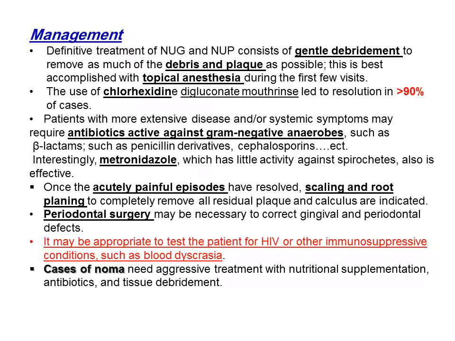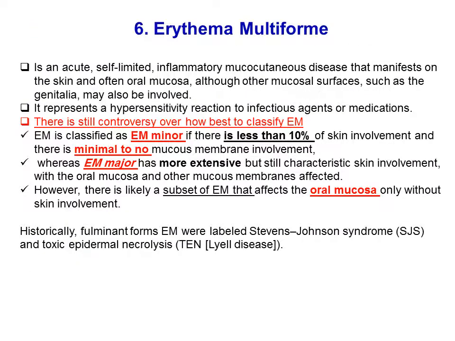Once the acutely painful episodes resolve, scaling and root planing to completely remove the residual plaque and calculus is indicated. Periodontal surgery may be necessary later on to correct the gingival and periodontal defects. It may be appropriate to test the patient for HIV or other immunosuppressive conditions such as blood dyscrasia when the patient has this type of condition. Cases of noma need aggressive treatment with nutritional supplementation, antibiotics, and tissue reconstruction.